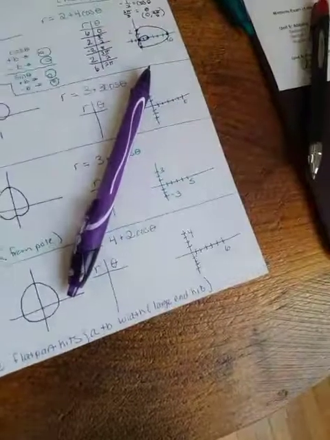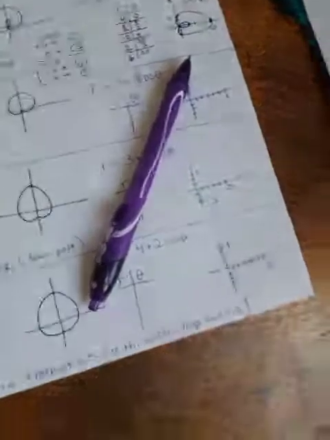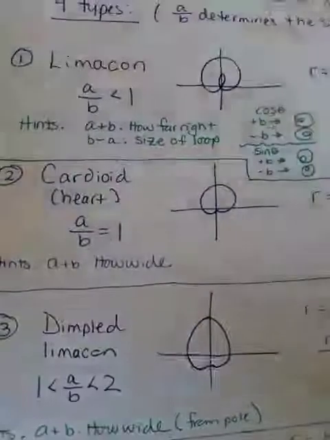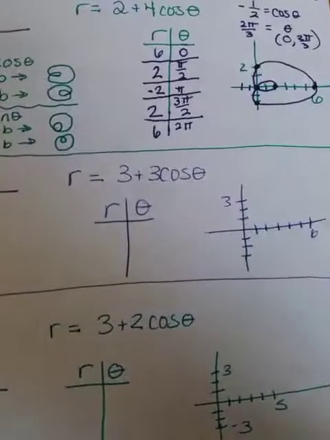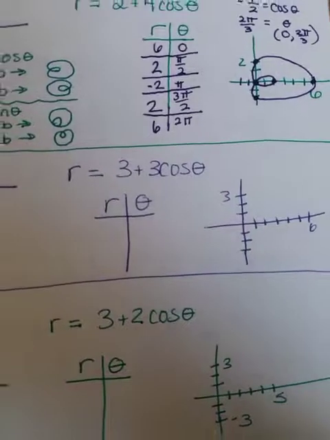So, just need my notes with me here. All right, so for this one, the example we're going to look at is, if we could get off the blurriness, R equals 3 plus 3 cosine of theta.